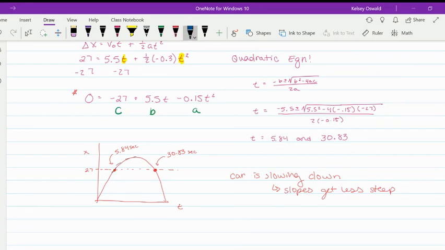So since the first half of our graph represents the time when our car is slowing down, we're going to want to pick our first time. So we're going to want to pick the time of 5.84 seconds as our final answer. So if you end up having to do the quadratic equation and you get two possible answers, you'll want to create a position versus time graph for your car's motion and see which one better fits your scenario.